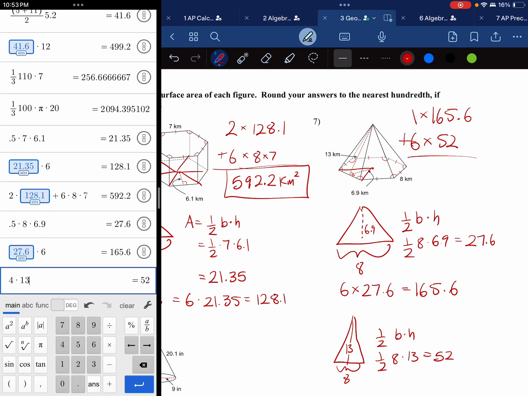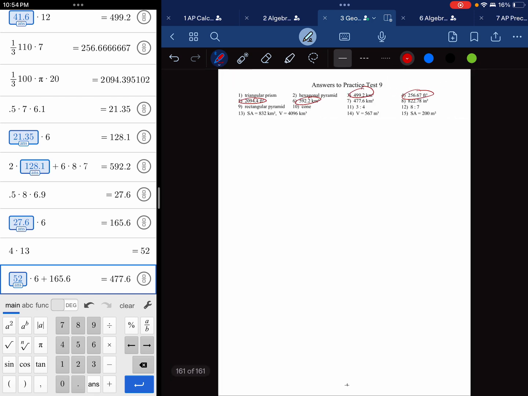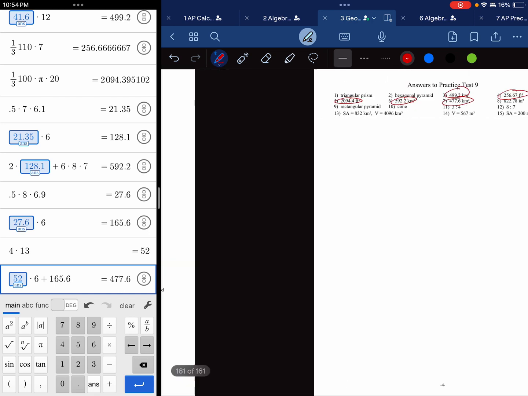I'm going to add those together. I'm just going to multiply that one. So I'm going to say answer times 6, and I'm going to add up the 165.6, and I get 477.6. Units here, kilometers, second dimension, because area is in the second dimension. 477.6 for number 7.